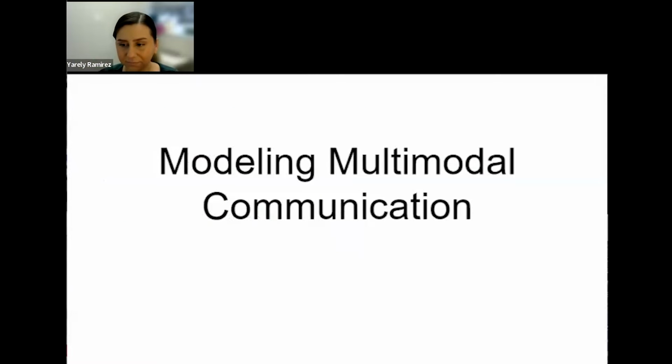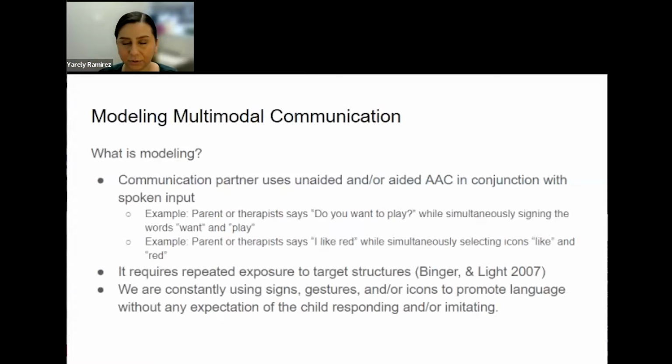Modeling. So what is modeling? Modeling is basically when you, as a therapist or a parent, are using either unaided or aided language in conjunction with spoken input. So we all do this already in our therapy sessions. If you ask a kid, do you want to play, and you sign want and play at the same time, then we're adding more meaning to that utterance. And we're modeling how we can also request play or want.